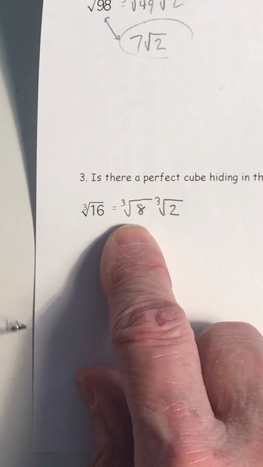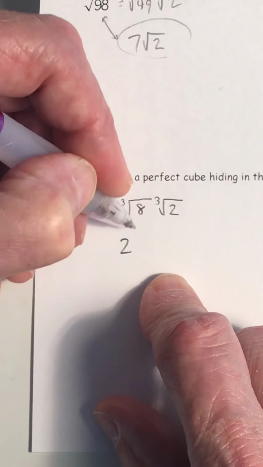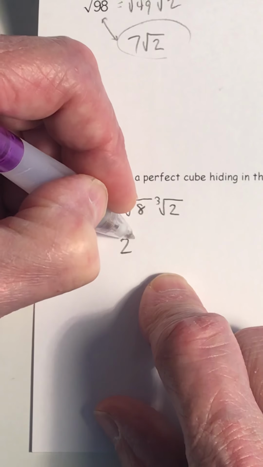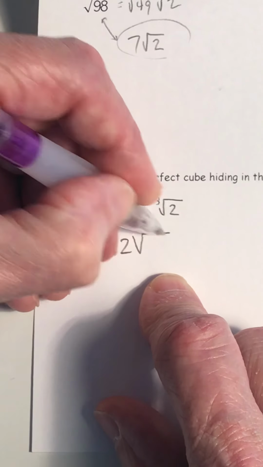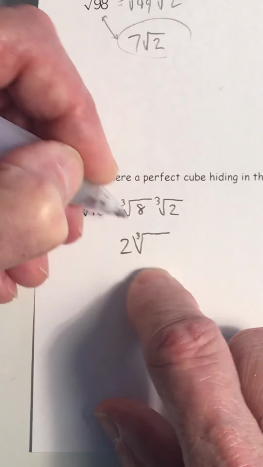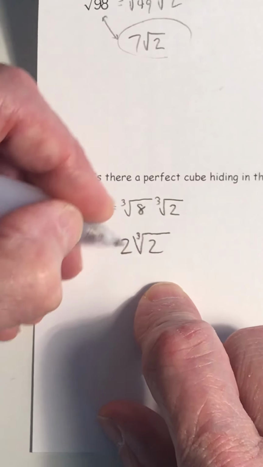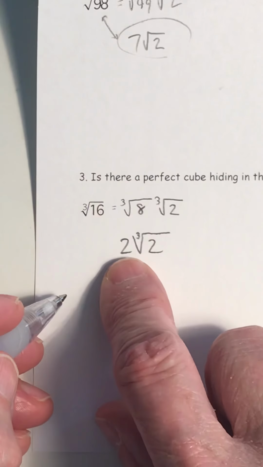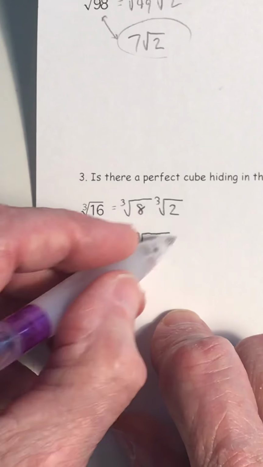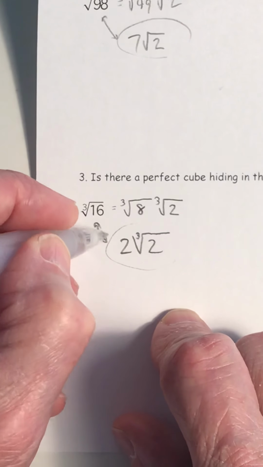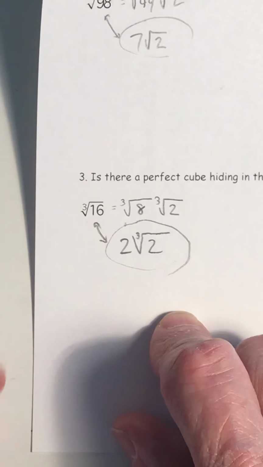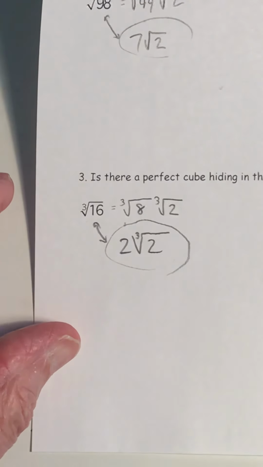And the cube root of 8 is exactly 2. So I write 2. And notice I'm being very careful to get that index in there so nobody thinks I mean 2 to the third power. I mean 2 times the cube root of 2. That's the exact equivalent of the cube root of 16. Okay?